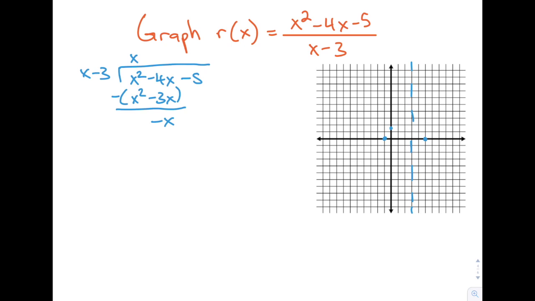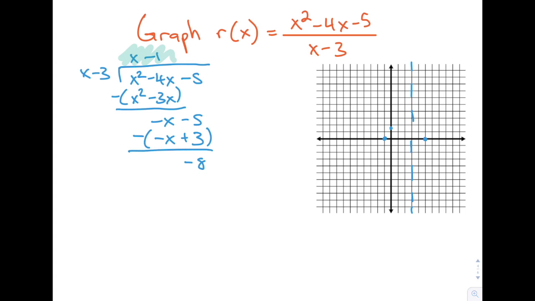Drop down the negative 5, so we have negative x minus 5. And then we need to multiply x minus 3 by negative 1 to get negative x. So we subtract negative x plus 3. So we have a 0, and then a negative 8. So this is the interesting thing. In the past, we've typically ended up with a number there, but now we have essentially a line, right?